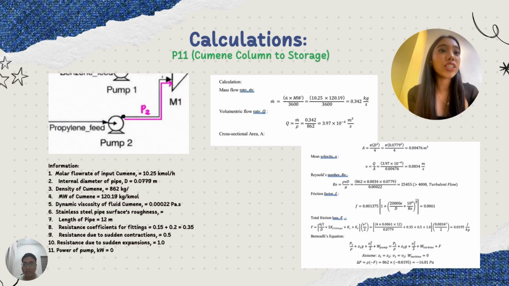Next are the calculations for P11, which transports cumin from the column to storage. The production rate is 10.25 kmol per hour, which gives a mass flow rate of about 0.342 kg per second. Using the density of 862 kg per cubic meter, the volumetric flow rate is 3.97 times 10 to the minus 4 cubic meters per second. With a pipe diameter of 0.0779 meters, the velocity is around 0.083 meters per second and the Reynolds number is about 25,000, which again shows turbulent flow.